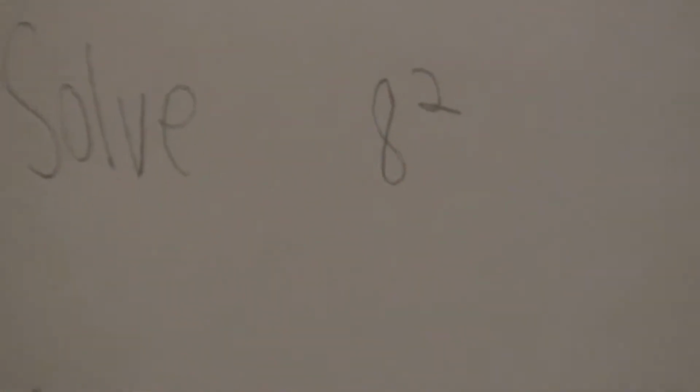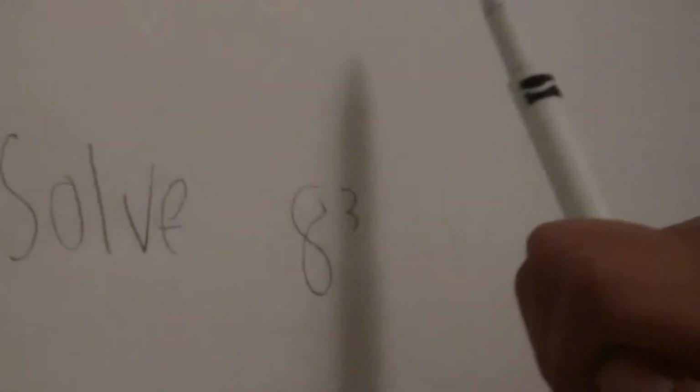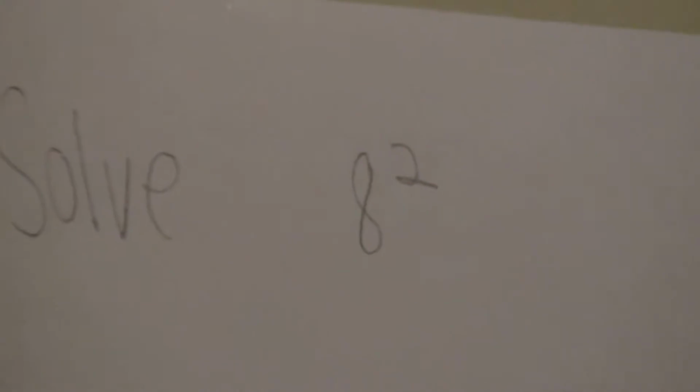So now let's look at a few examples. It says solve 8 to the 2nd power. Now normally people don't say 8 to the 2nd power. Some people do. But normally you would read this as 8 squared. So what is a power? Now we repeat the multiplication of the base. So 8 squared means 8 times 8. So 8 times 8 is 64.